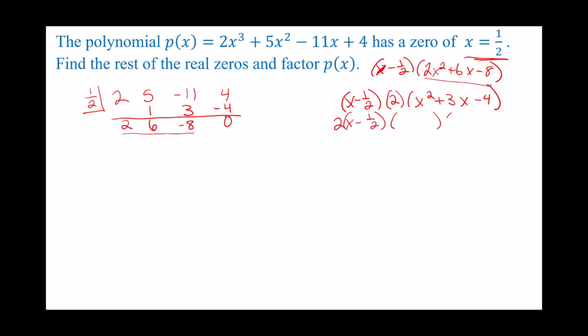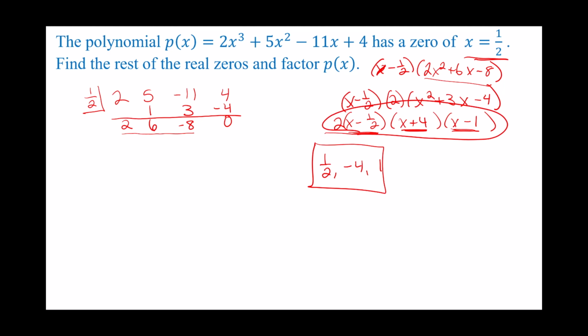Then how do I factor this? This is going to give me x plus 4 and x minus 1. 4 times negative 1 is negative 4. 4 plus negative 1 is 3. So we factored now all the way. So our zeros are 1/2, negative 4, and 1. X minus 1/2 is 0 when x is 1/2. X plus 4 is 0 when x is negative 4. And x minus 1 is 0 when x is 1. Here are 3 zeros, and here is our factored polynomial.